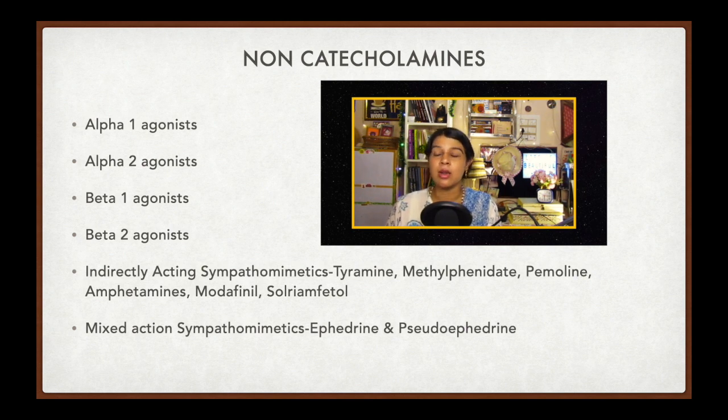Let's move quickly over to beta 2 agonists. Salbutamol, that is also known as albuterol, levalbuterol, bitolterol, fenoterol, metaproterenol, terbutaline, pirbuterol, salmeterol, formoterol, arformoterol, carmoterol, indacaterol. These are all selective beta 2 agonists.